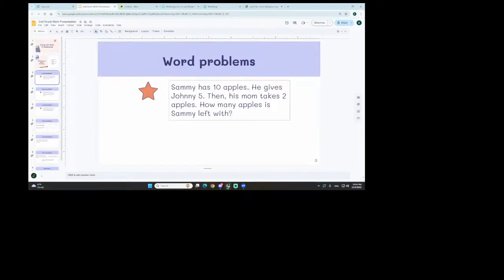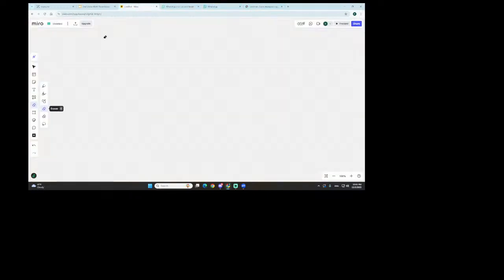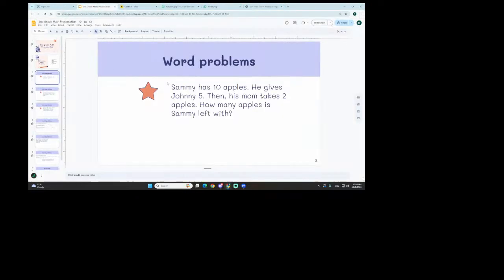Sammy has 10 apples. He gives Johnny 5. Then his mom takes 2 apples. How many apples is Sammy left with? So let's start. So he has 10 apples. So let's go through how we solve the subtraction word problems.